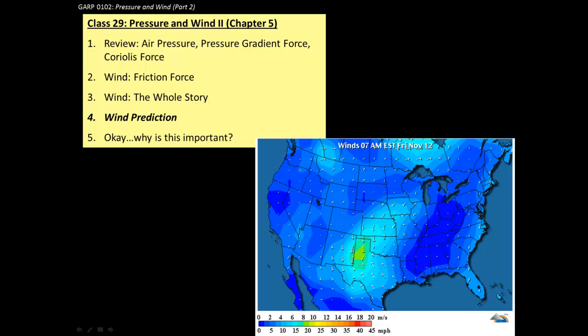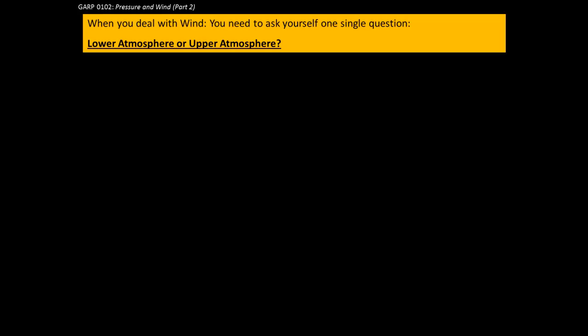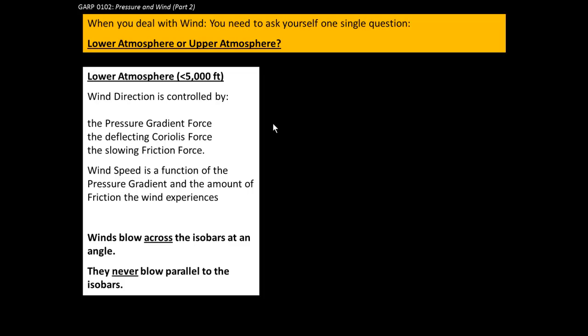Let's make wind predictions. Let's take what we've just learned in terms of facts and put this all together. When you deal with wind, you have to ask yourself a question: are you predicting wind in the lower atmosphere, or are you predicting wind in the upper atmosphere? Because depending on where you are, if you're close to the ground or high up, different rules apply.